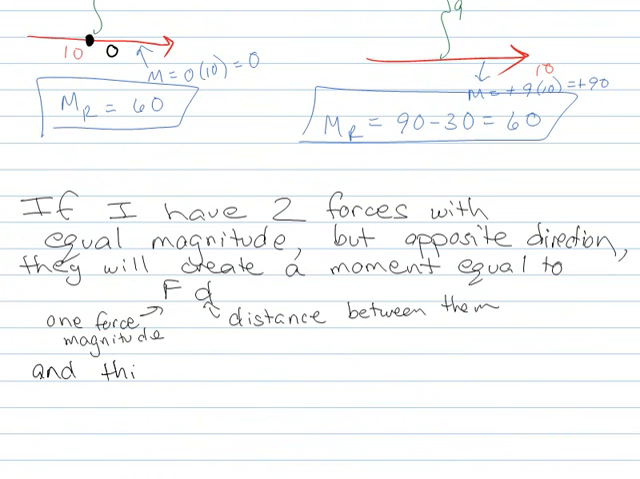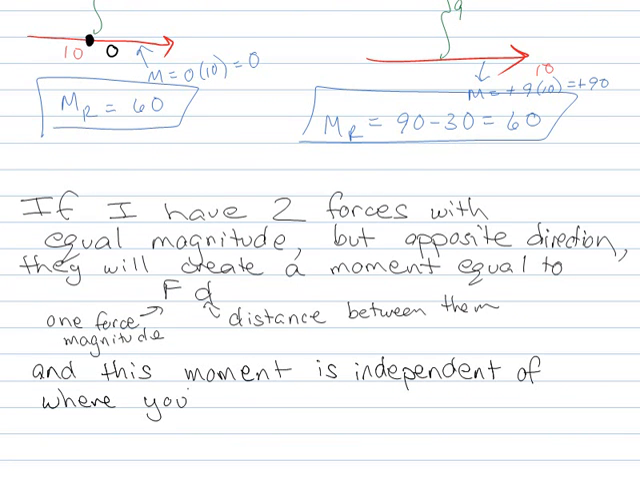And this moment is independent of where you're taking the moment about. So this is actually what we call a free vector.